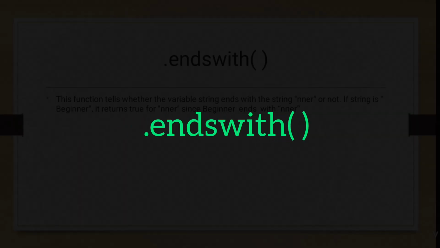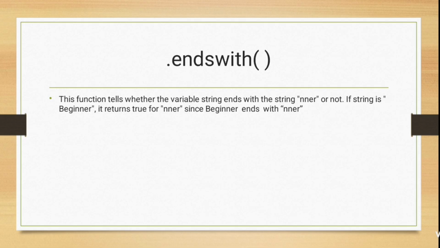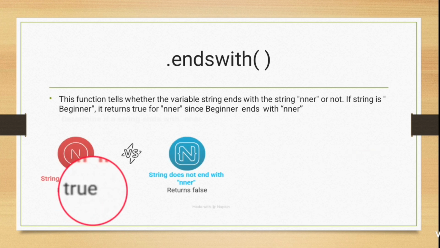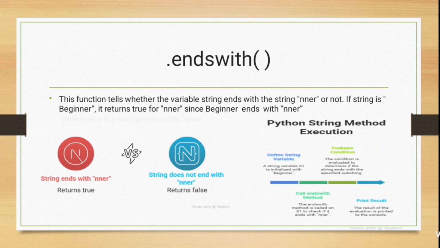The next one is endswith. What endswith function में क्या होता है? It will check if your string ends with the given words or not. If it is, then it will give you result in true, otherwise it will give you result in false. Now see the example here. Now this is the visual representation of how dot endswith string function works.